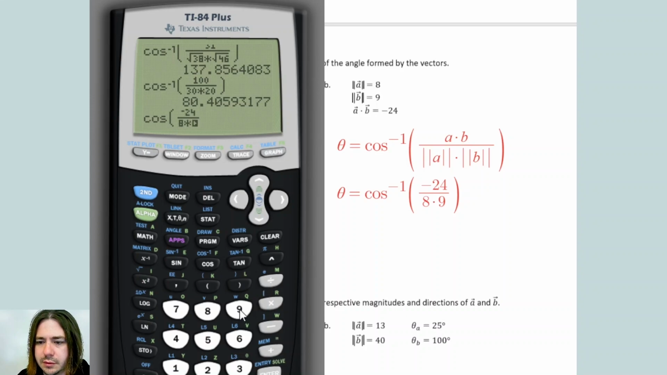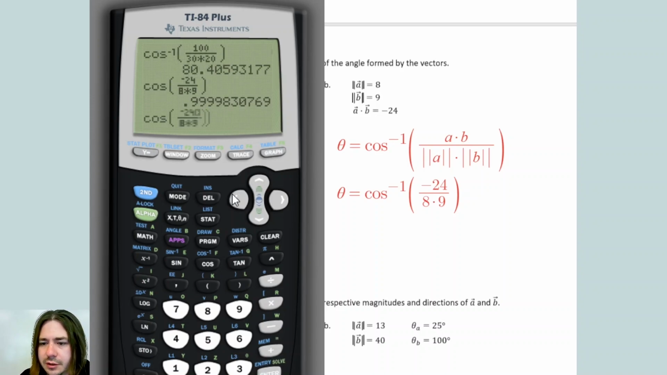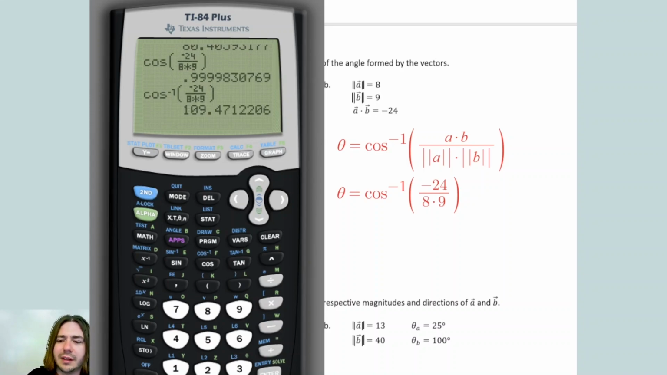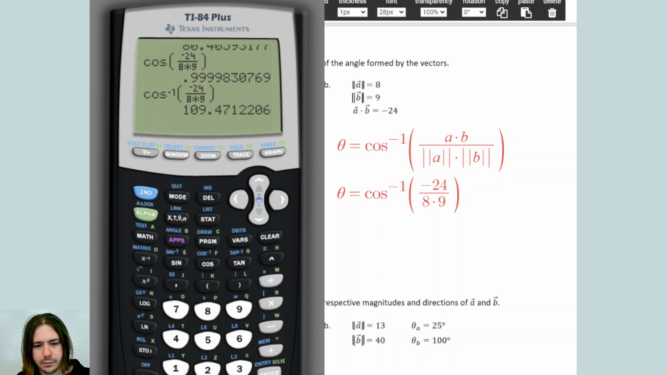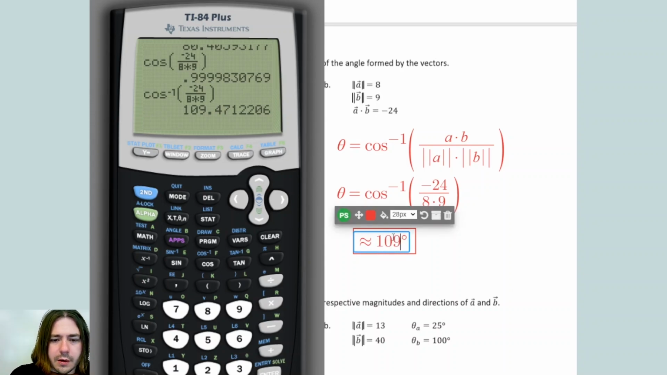And so we get about 1 degree. Is that right? Did I type that in right? Oh, I did cosine. I should have done inverse cosine. My bad, y'all. That's what happens when you don't copy and paste. It's like 1 degree, that doesn't sound right. Okay, there we go. That sounds a little bit better. So about 109 degrees. All right, so that wraps up number 4.